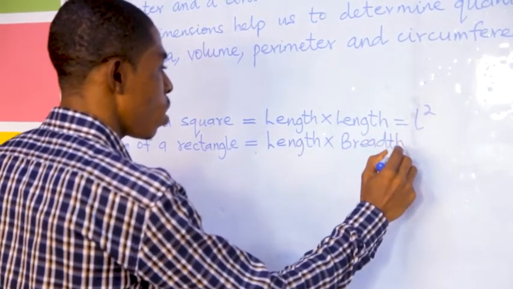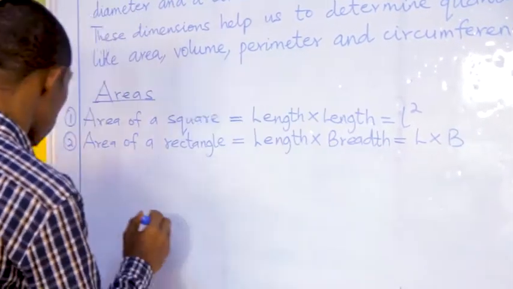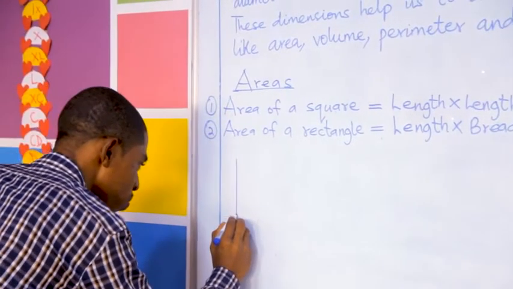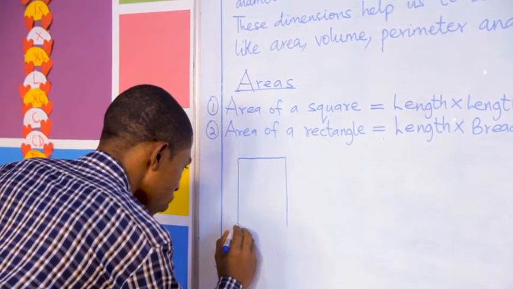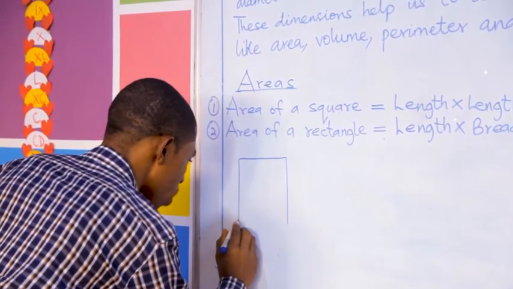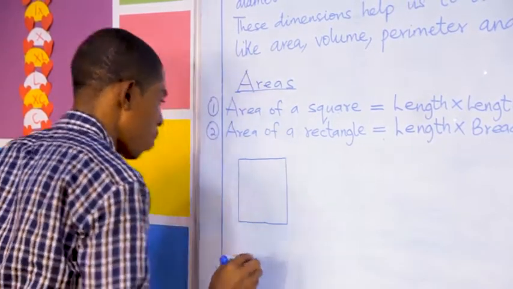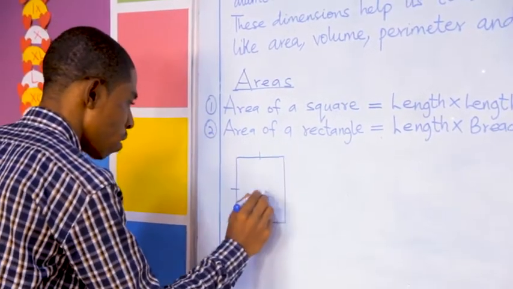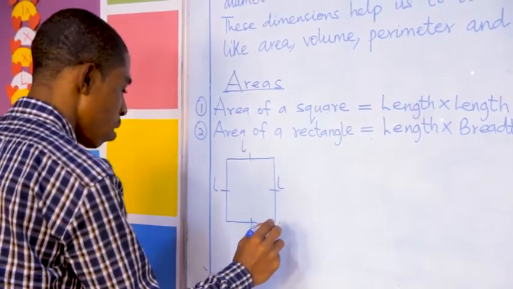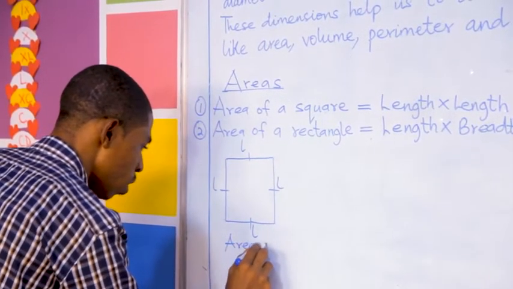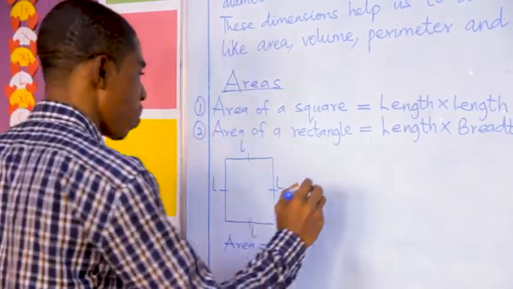Maybe I should do that with a diagram so that it makes it much easier. This is a square. I'll try to make it really very neat. A freehand drawing. The four sides are equal. You call this length, call this length, call this length, and call this length. So the area is given as length times length, or preferably you can say L square.